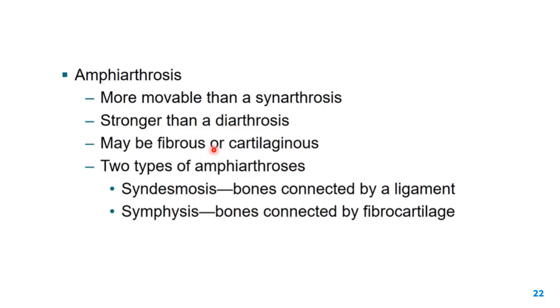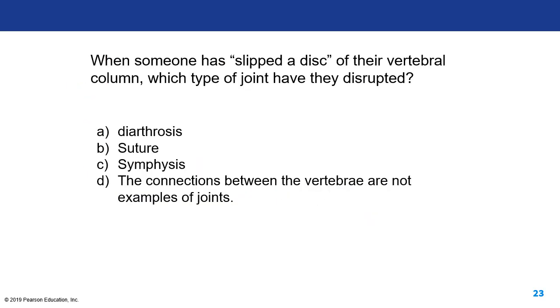Okay, and they might be made up of different materials. So you can have either fiber or you can have cartilage. Basically you're going to have two types of amphiarthrosis. You're going to have syndesmosis, or you're going to have the symphysis. So symphysis is also a type of amphiarthrosis. Okay, so let's see here what we have. Oh, more questions.